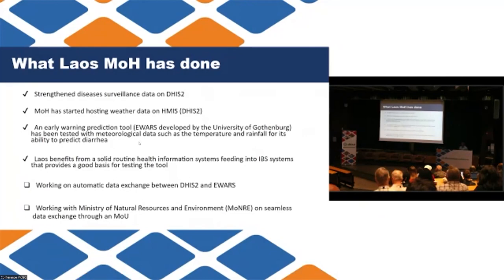Then we worked with the University of Gothenburg on an early warning system, which combines the climate and rainfall data and predicts outbreaks of both diarrhea and dengue. That's the model we've been trying to work on. Our colleague here, Jason Pickering, is working very closely on how this tool can be useful, not only for Laos, but as a generic tool which can be used in any DHIS2 instance.